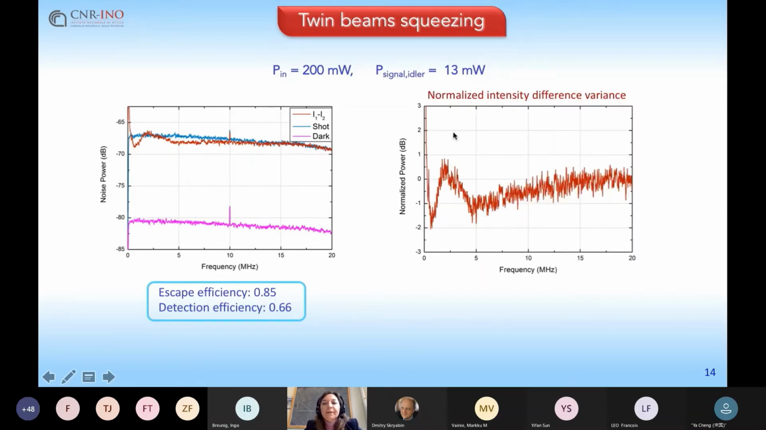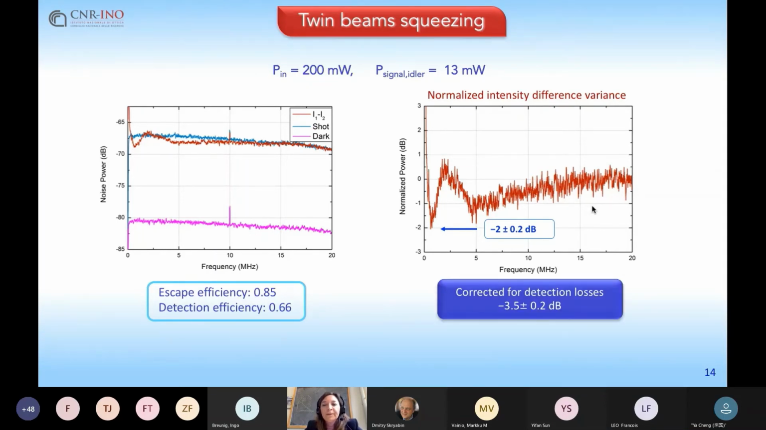This plot here on the right has more details, and it represents the spectral variance of the intensity difference normalized to the shot noise level, which is 0. Each time this curve is below 0, we have sub-shot noise quantum correlation. As we can see, these quantum correlations are present for frequencies up to 10 MHz, and in particular, we got a maximum squeezing of -2 dB at 700 kHz, and this level, when corrected for detection losses, results in a generated squeezing of -3.5 dB at the output of the cavity.